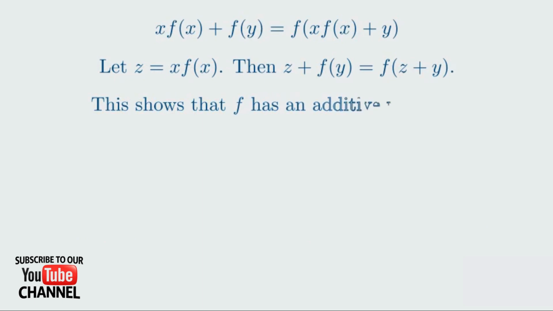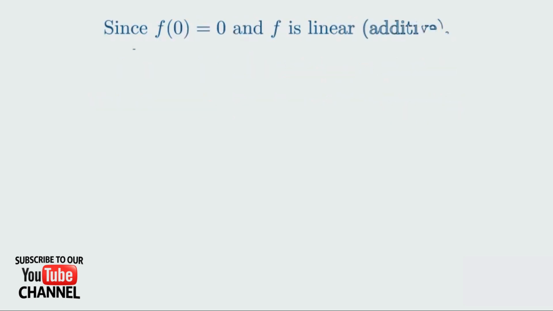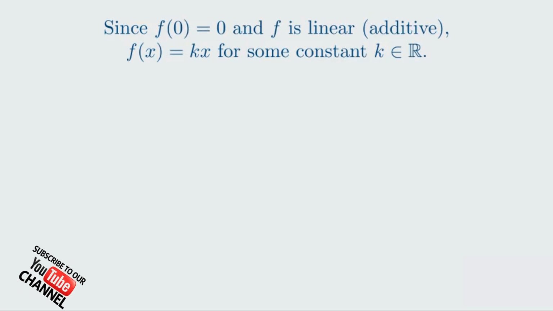This confirms a property called additive linearity. The function f must be linear. We know f(0) is 0, so the linear function must pass through the origin. Therefore, f(x) must be of the form f(x) = kx for some constant k. We've established that the function f must be a linear function passing through the origin, so f(x) = kx for some real number k. In the next scene, we will substitute this candidate solution back into the original equation to find the value of k.